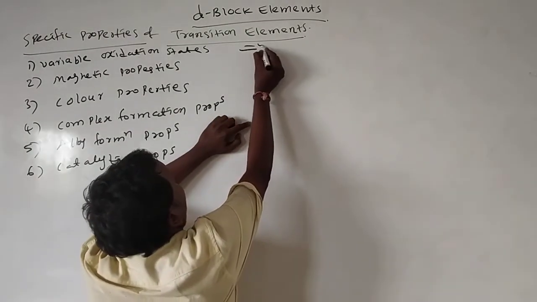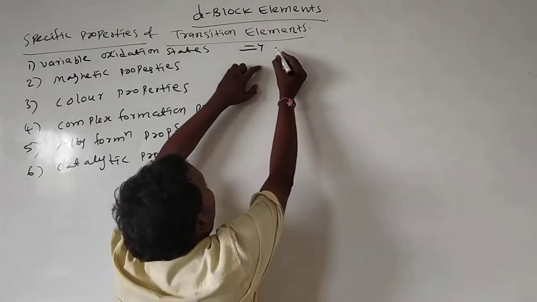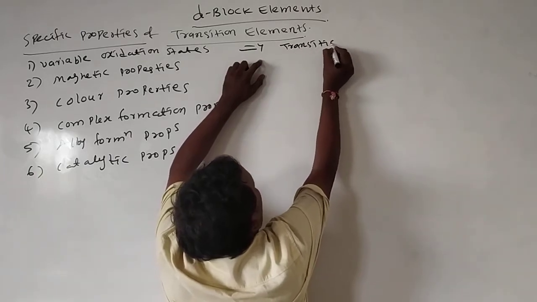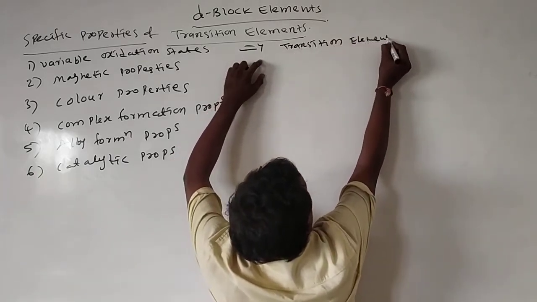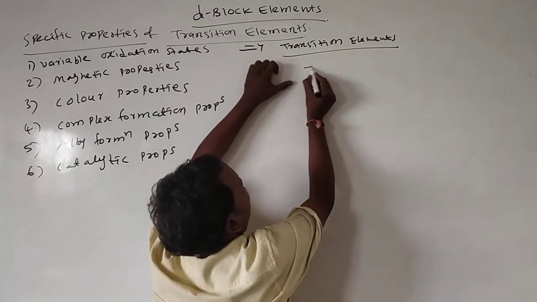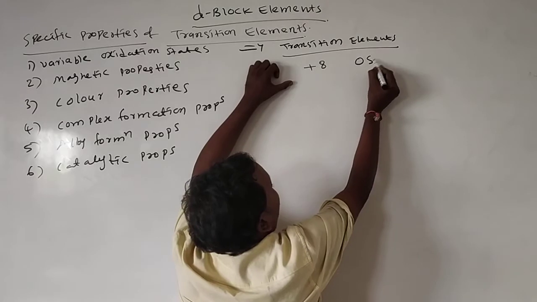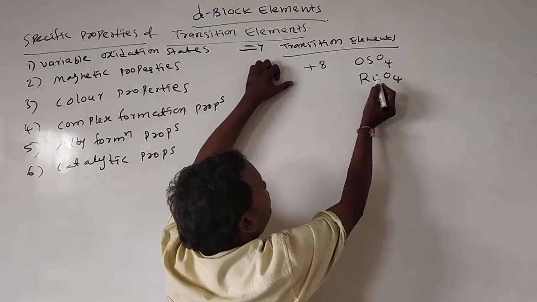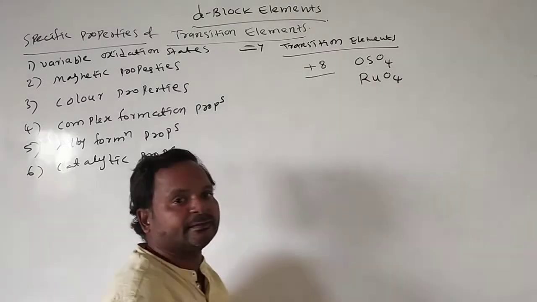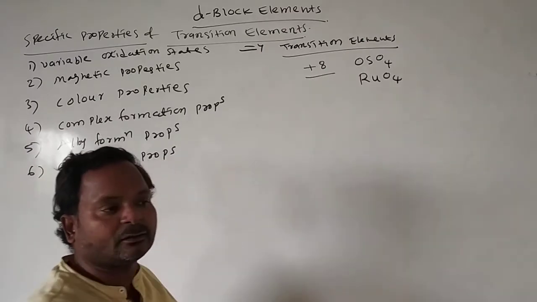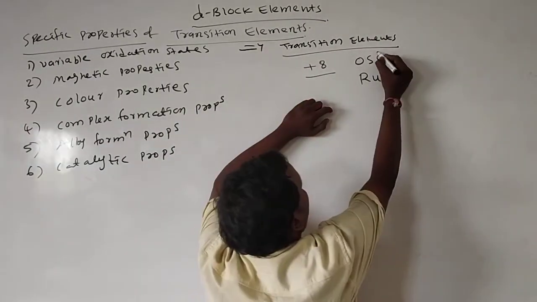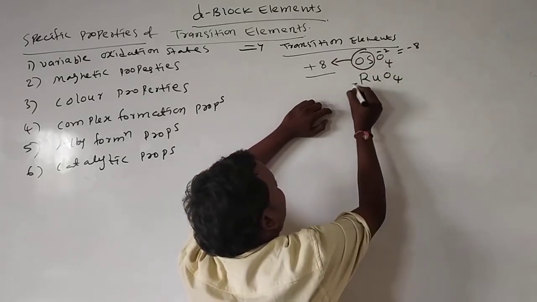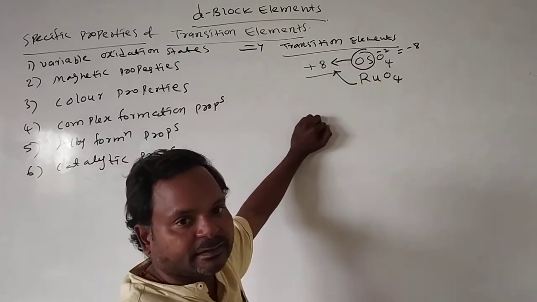In continuation, I want to discuss the highest oxidation state of the transition elements. The highest oxidation state of a transition element is +8. It is present in osmium tetroxide and ruthenium tetroxide. Here oxygen is -2 into 4, which is -8. So osmium exhibits +8 oxidation state, and ruthenium exhibits +8 oxidation state.